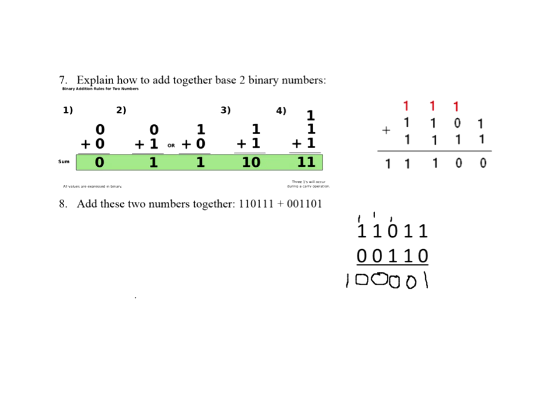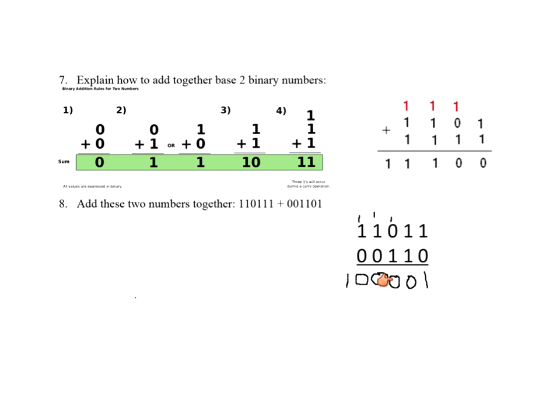I hope this is right. I think it is correct. 100001. Let me see here. Let me just double check. I'm doing this off the top of my head here. 1 plus 0 is 1. 1 plus 1 is 1, 0, carry the 1.